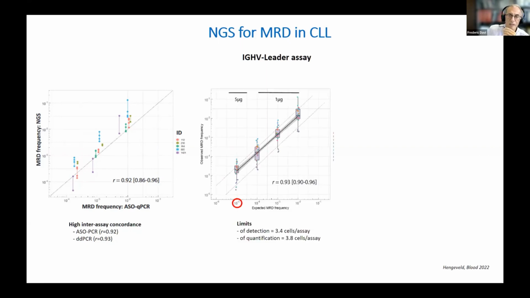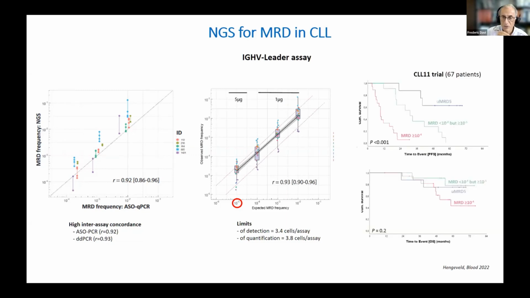The sensitivity can be very high, and if you use enough DNA, you can have sensitivity up to 10 to the minus 5. And it also showed clinical utility because in the protocol where MRD has been set up with a threshold at 10 to the minus 4, going further could identify patients who had intermediate survival, even progression-free survival, between those who were really negative and those who were at 10 to the minus 4.